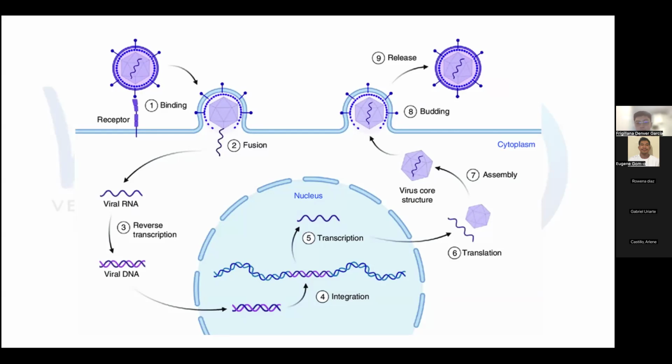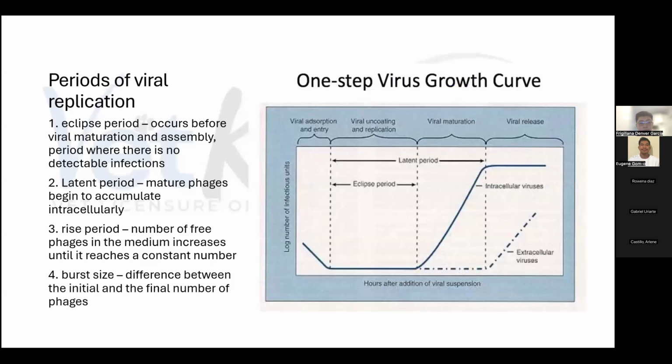Then magkatapos na, dadami na sila ng dadami, then makaka-observe na tayo ng changes doon sa host cell natin. So periods of viral replication, similar to our bacterial growth curve, meron din sila. So eclipse period, this occurs before viral maturation and assembly. This is also known as, or other sources indicate as, the incubation period kasi wala pa tayong makikitang infections, wala pa tayong makikitang clinical signs, wala pang cytopathic effects, wala pa.